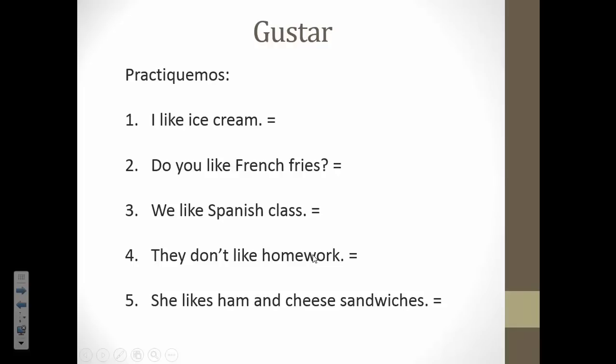Okay? Look at número dos. Do you like French fries? Tres, we like Spanish class. Cuatro, they don't like homework. And cinco, she likes ham and cheese sandwiches. So please pause the video and see if you can figure out in your head how you would translate these. You don't need to write it down, but I'll have the answer screen on the next slide and we'll check our answers.